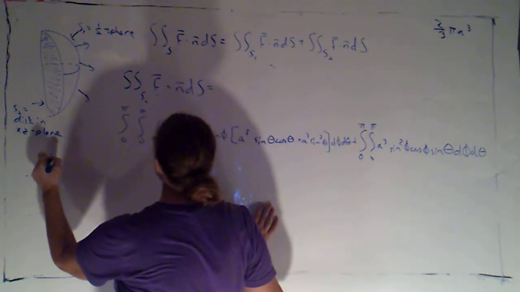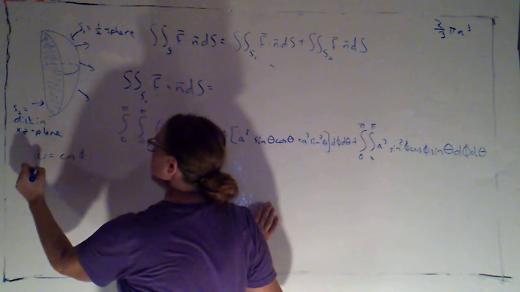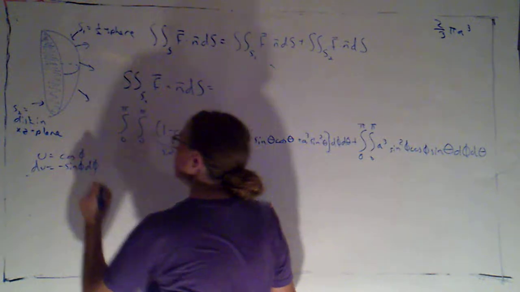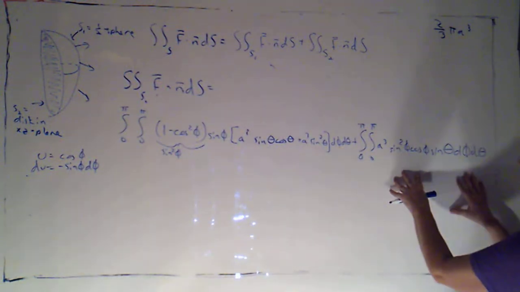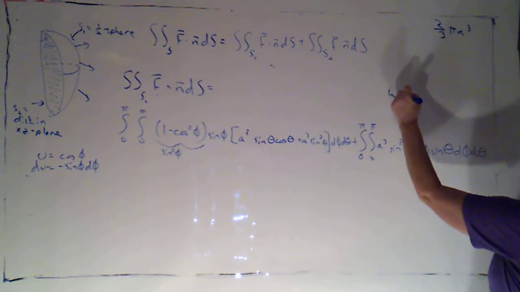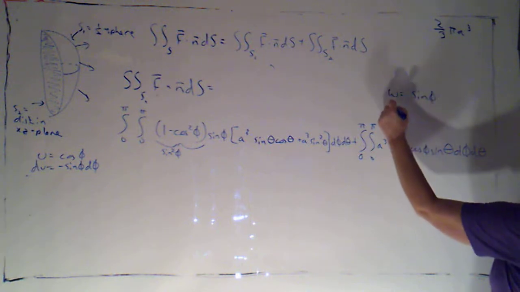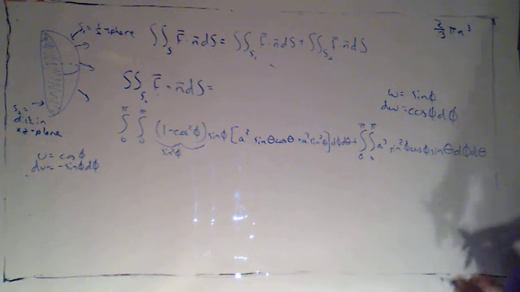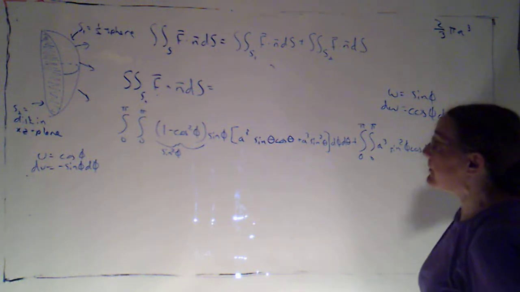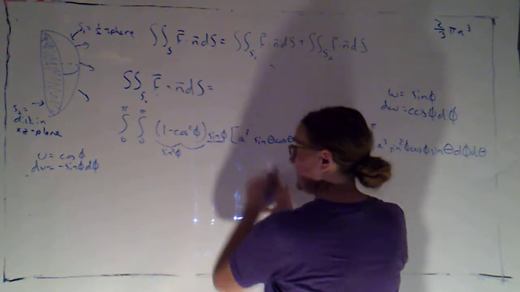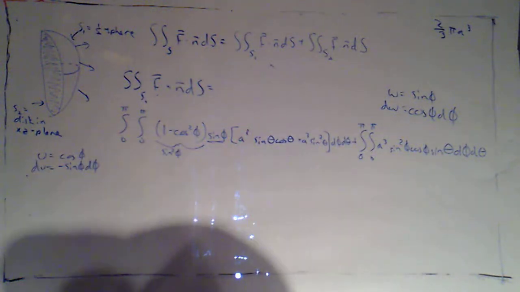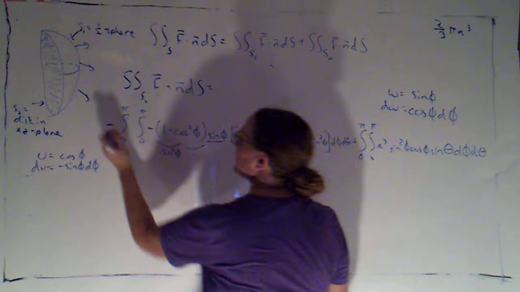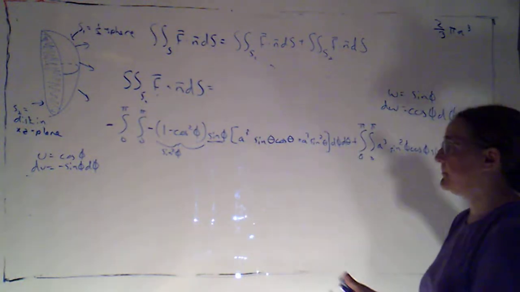Here I'm going to let u equal cosine of phi, so that du is negative sine phi d phi. Over here, I'm going to let w equal sine of phi, so that dw is cosine of phi d phi. Now, that means here, I've got the sine phi that I need for my u sub. We need a negative sign, so I'm going to introduce a negative and counterbalance with a negative on the outside.